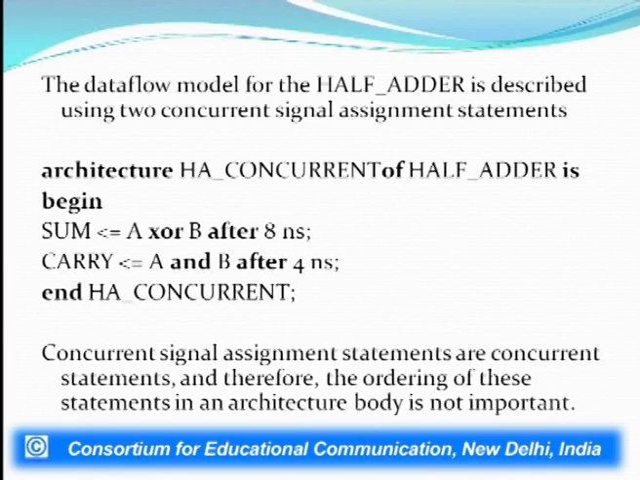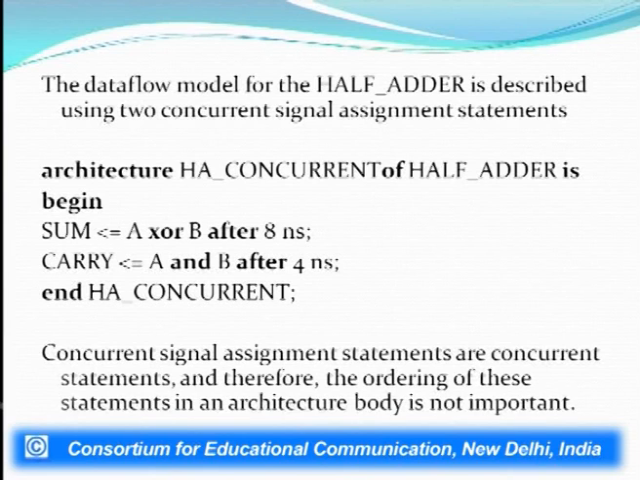So, we begin with the keyword begin, then sum and carry are the two output signals that are to be generated. I simply say sum <= A XOR B after 8 nanoseconds, and carry <= A AND B after 4 nanoseconds. The less-than-or-equal symbol is used for assigning a value to a signal. Then finally end the name of the architecture. Concurrent statements are mentioned as concurrent because they can be executed in any order. Therefore, ordering is not important.